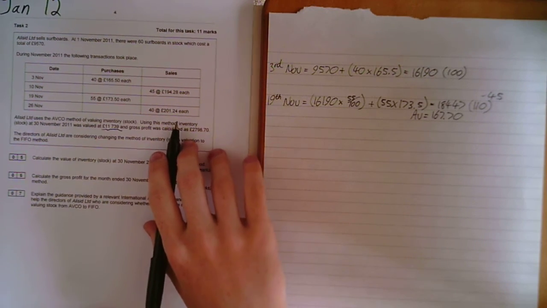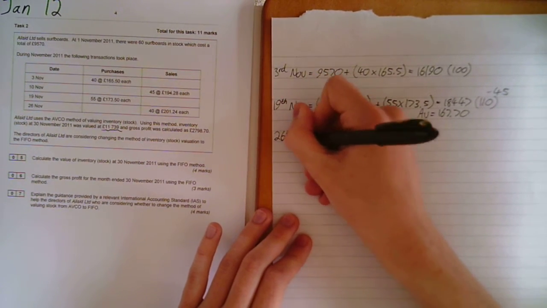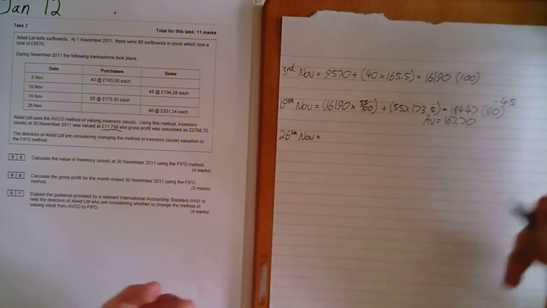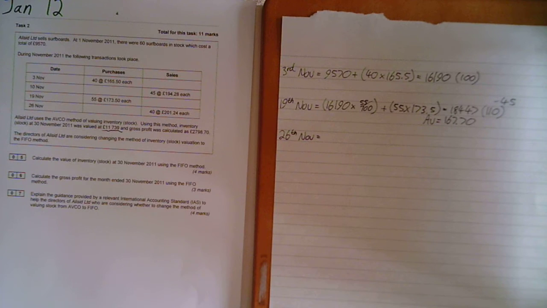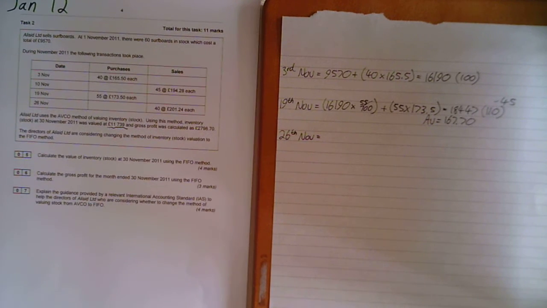Okay. So now on the 26th of November, I'm going to just use this sale to find our closing inventory. The sale price is always irrelevant in this. We don't consider that in any way. We only care about the purchase price. It doesn't matter what we sell it for, because selling price is irrelevant to inventory valuation, isn't it? It's only cost we care about.